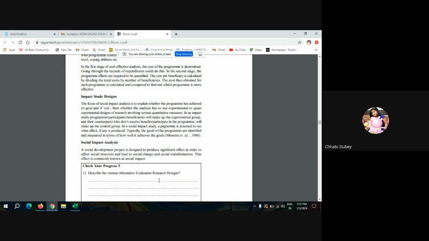So, in a social impact study, a program is assessed to see what impact it produces, and if at all it produces an impact. And typically, the goals of the program are identified and measured in terms of how well it achieves the goal. So, this is all about the impact study design.